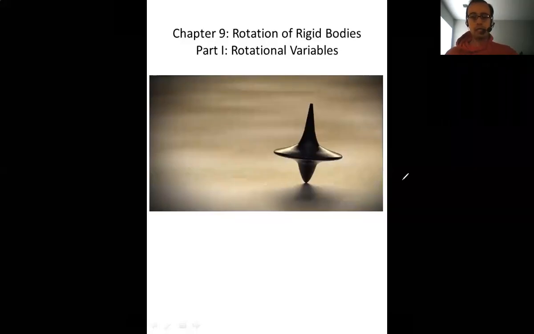Hello, everyone. Today we're going to be looking at rotation of rigid bodies. This is chapter 9. It's going to be divided into two parts. And in part 1, I'm just going to be talking about rotational variables so that you can meet the players in our great drama of circular motion.